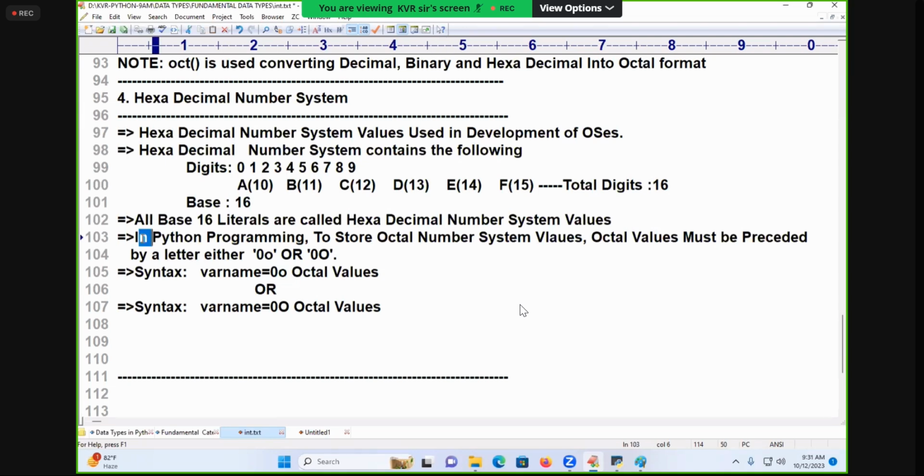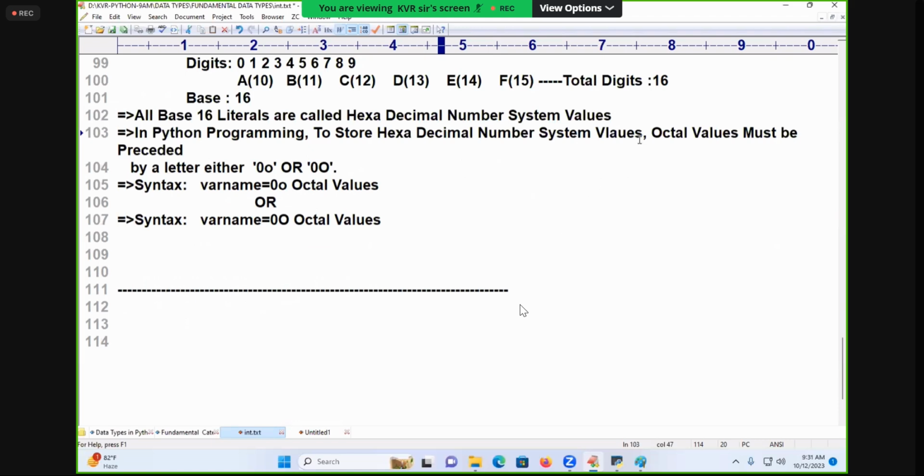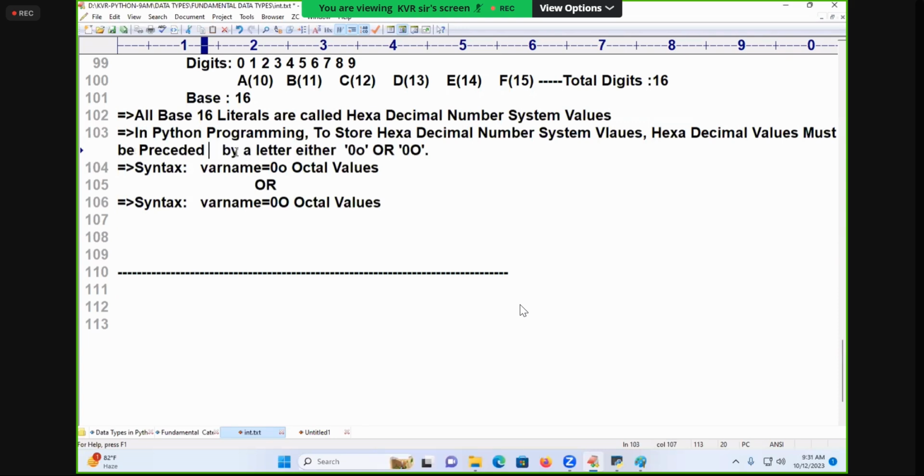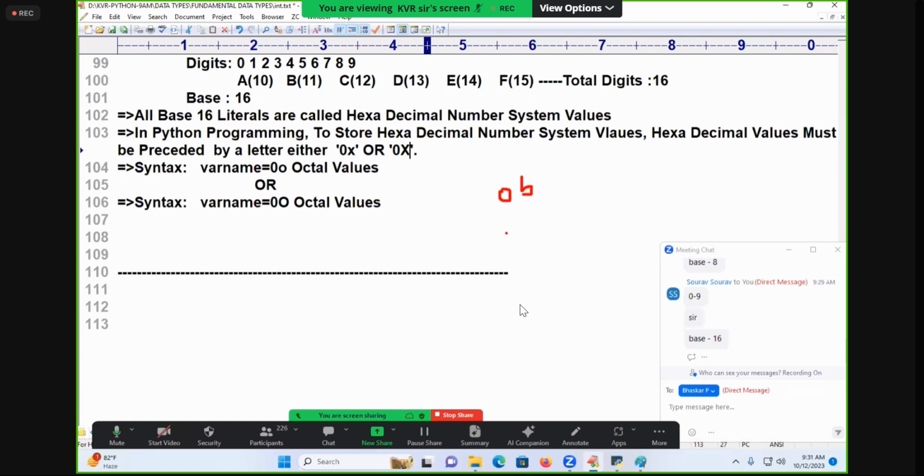In Python programming, to store hexadecimal number system values, my dear students, be careful. Hexadecimal values must be preceded by a letter called what? 0x, or 0 capital X. And don't come and ask me, sir, binary you have written 0B first, octal 0O you have written, so why don't you write 0H? Don't come and do that.